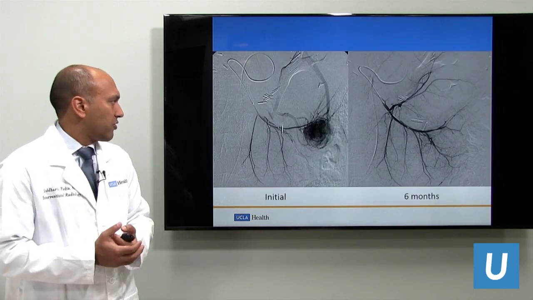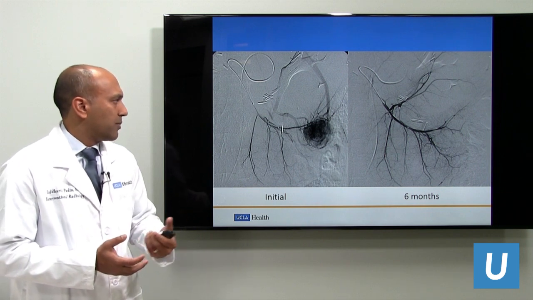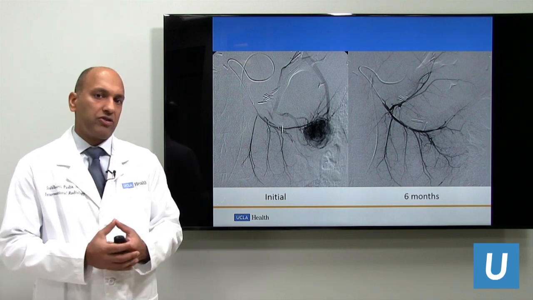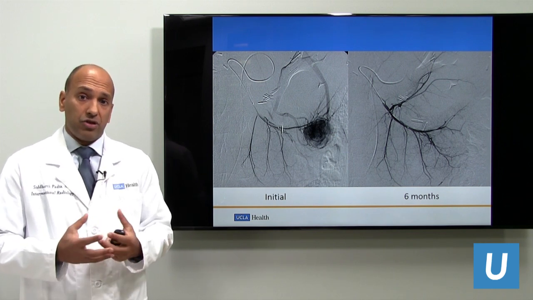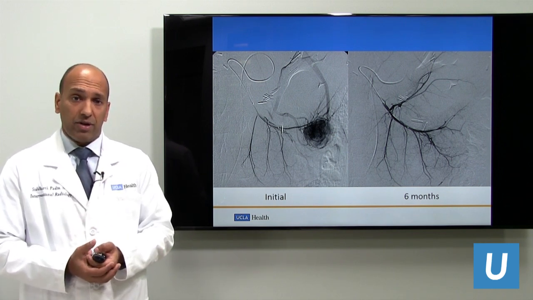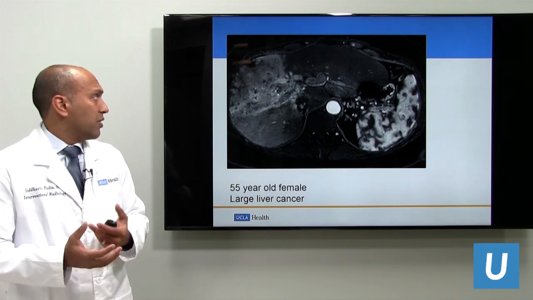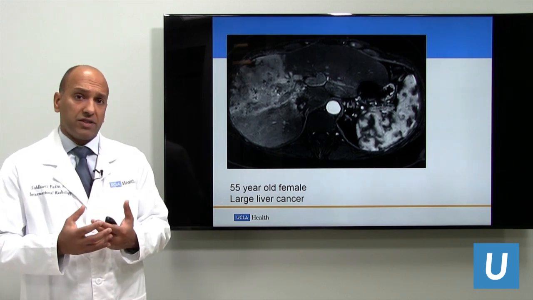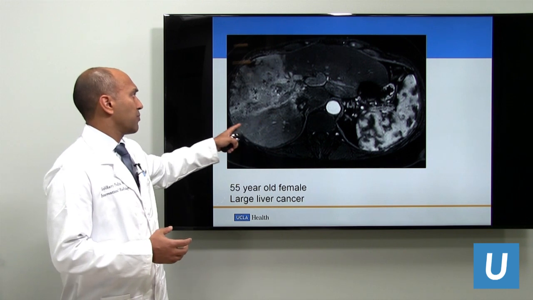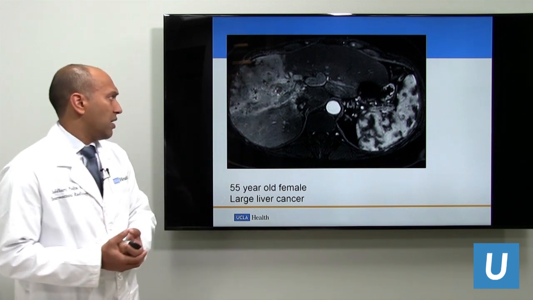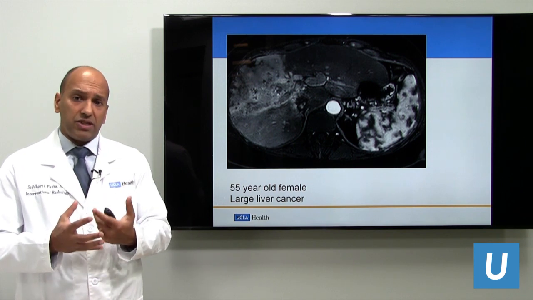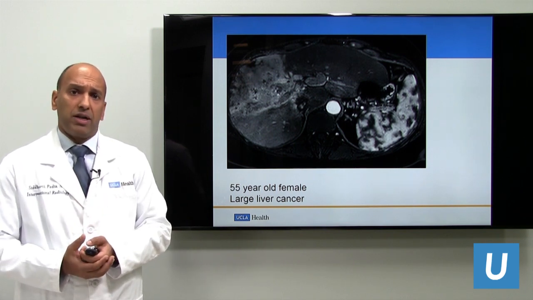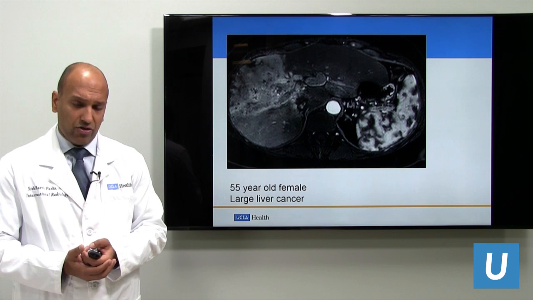Again, we saw this picture initially, and this was an angiogram 6 months later on the right, where you could see essentially all the blood vessels that are lit up by the contrast dye, but the tumor has completely disappeared after treatment. This is a person who had much more extensive tumor. You can see this infiltrative bright spot along about half the liver, and it also invaded into the blood vessels into her liver, so she had a very, very limited prognosis before we started treatment.